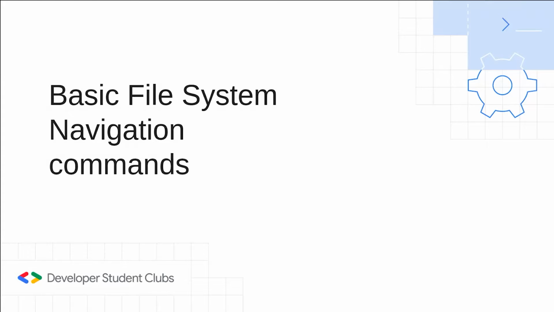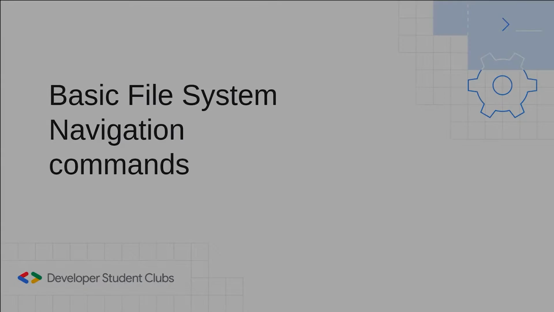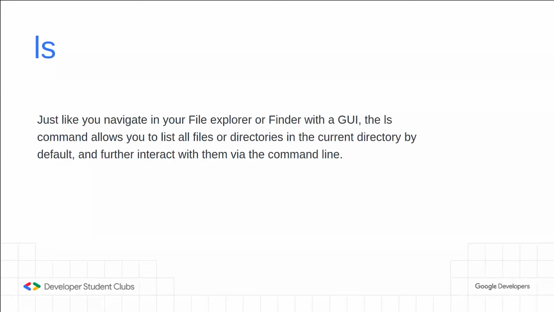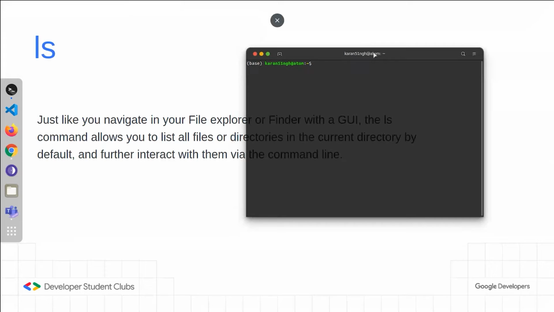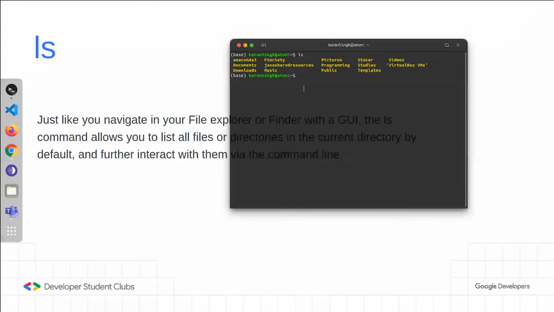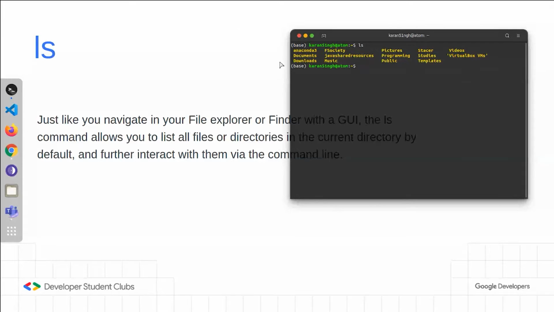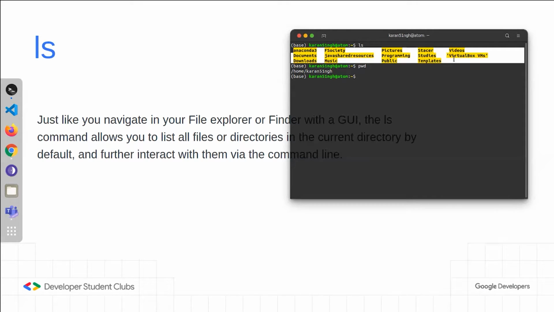Now we'll be starting with basic file system navigation commands. I'll be using my terminal screen. Okay, I hope that this terminal screen is visible. What the ls command does is list all the directories and files that are available in my current directory. What does a directory mean? It is basically a folder. Right now I am in my home folder, and in this folder I have these many directories available.